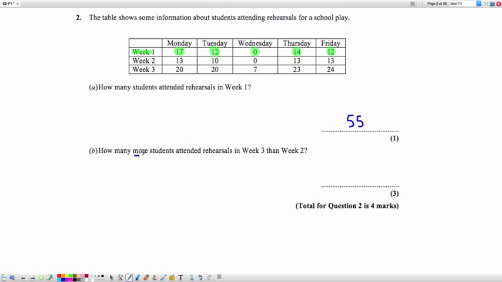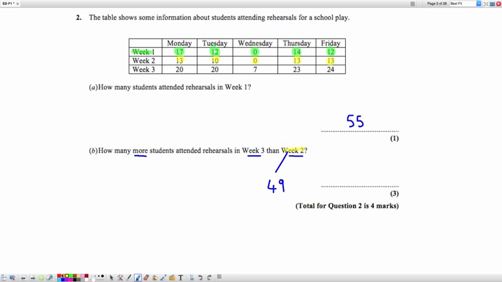How many more students attended rehearsals in week 3 than in week 2? Well, let's work out how many attended in week 3 and then week 2 and subtract. So looking at our totals from here, week 2: 13 plus 10 plus 0 plus 13 plus 13. So the total for week 2 is equal to 49.